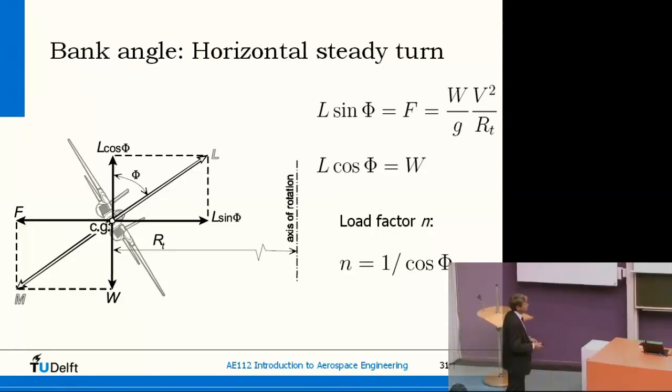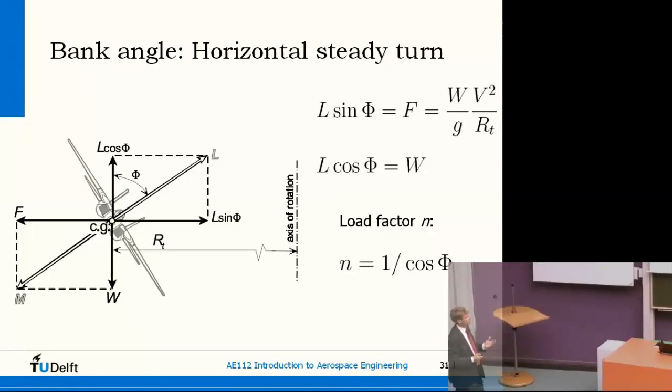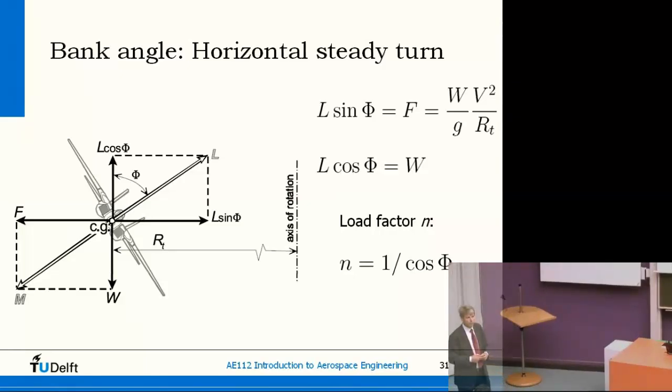So this load factor is very important, similar to the equivalent airspeed. And those two factors, the equivalent airspeed and the load factor, are two important factors determining the performance of your airframe, what your airframe can handle. So what is the maximum speed before the forces on the aircraft become too high, and what is the maximum load factor when the forces on the aircraft become too high?